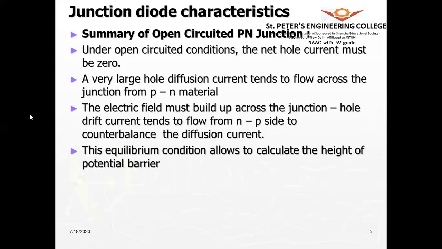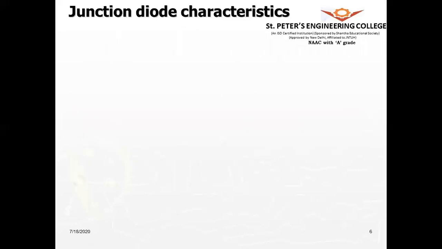So when a PN junction is open circuited, there is an equilibrium condition. This equilibrium condition allows us to calculate the height of the potential barrier. So this is what we have considered about the junction diode.